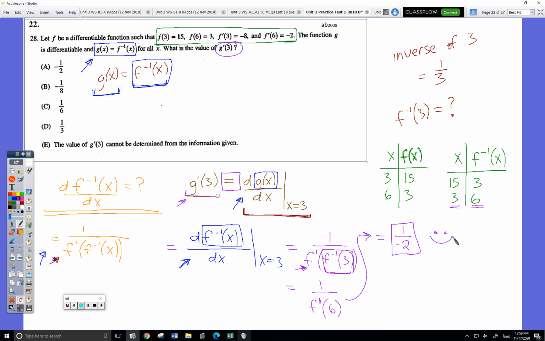Questions, please. Did we just find F inverse again? So what we found was G prime of 3. How? Because of the x equals 3 thing? To me it is very mysterious how we found G prime of 3, because I thought we just found the F inverse. No, we found G prime of 3.